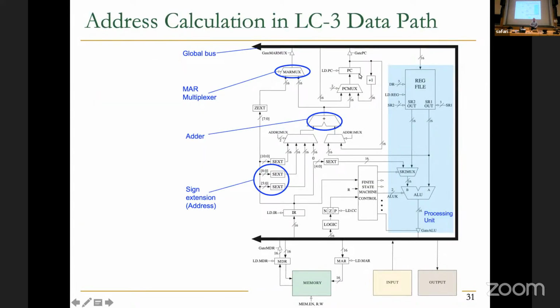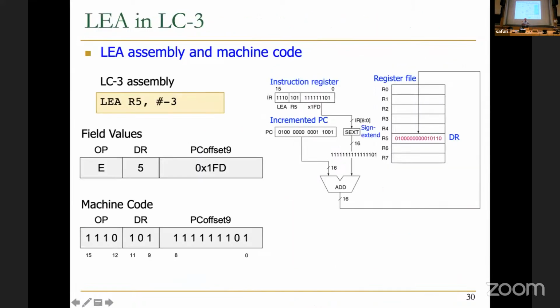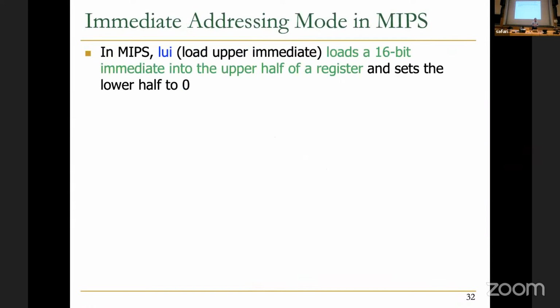But that would actually increase the length of the clock cycle, as we will see later on. Okay. So let's take a look at a very similar instruction that exists in MIPS. Basically, LEA in LC3 is equivalent to LUI in MIPS. So this is called load upper immediate.